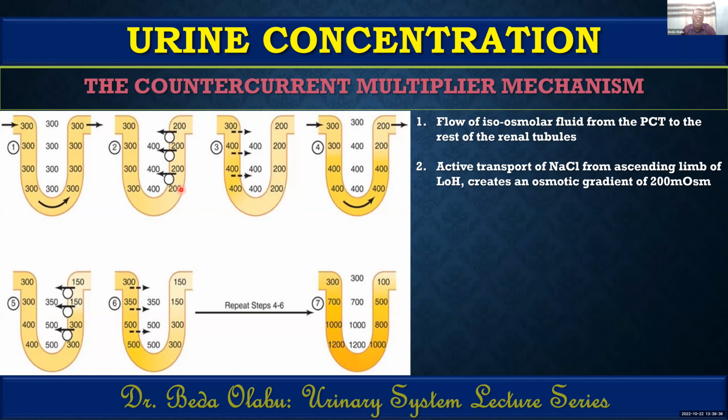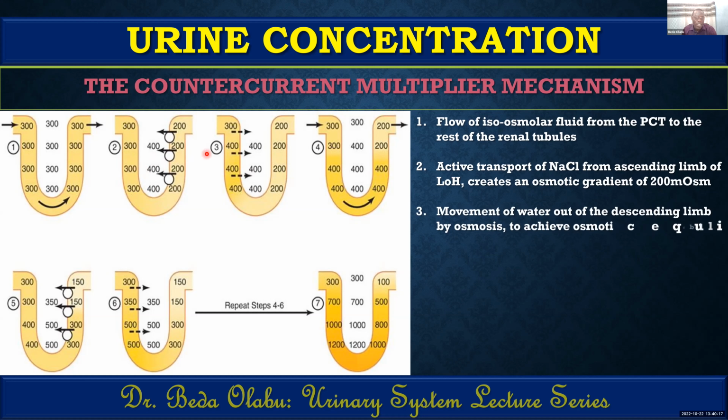Now let's follow. Because of active transportation of solutes, sodium specifically, into the interstitium, we've now made the interstitium 400 milliosmoles compared to this 200, a gradient of 200. So we have 400 milliosmoles in the renal interstitium. What is the implication of that? The implication here is that now the fresh fluid coming in is of a lower osmolarity compared to the renal interstitium. So what happens? We go to step 3 there. There'll be movement of water molecules from the descending limb of the loop of Henle by osmosis to balance that.